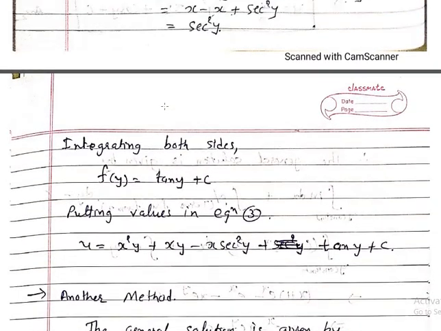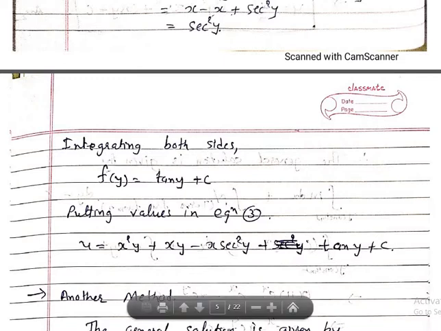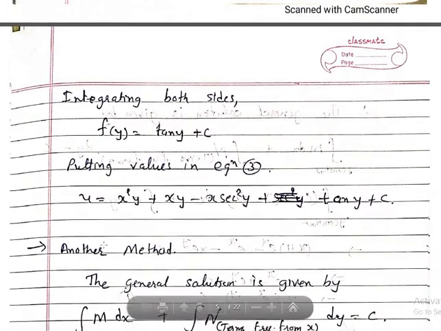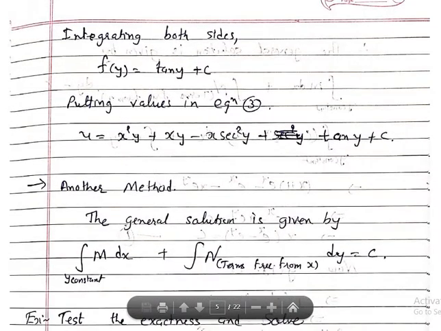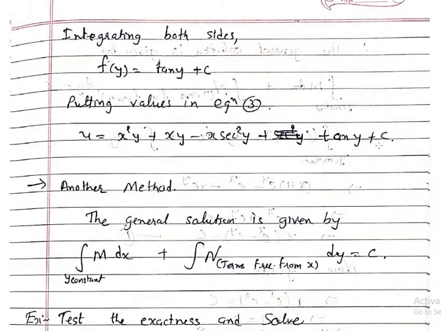and integrating both sides with respect to x, so x square has the integration 10x, so 10x + c, and we are going to put this value in equation number 3. That will give you the answer u is equal to x square y + xy - x square y + 10y + c. Correct? So this is your final answer.